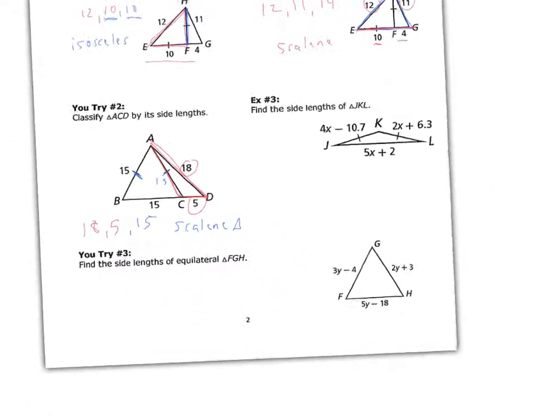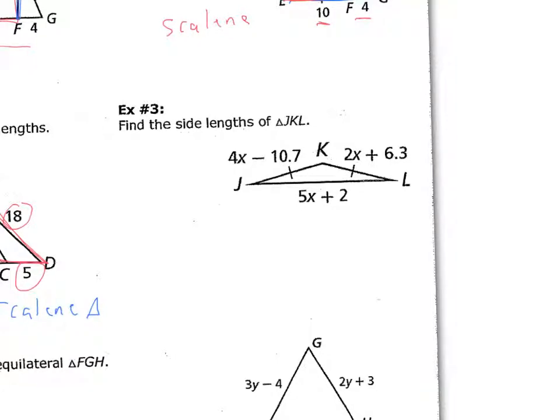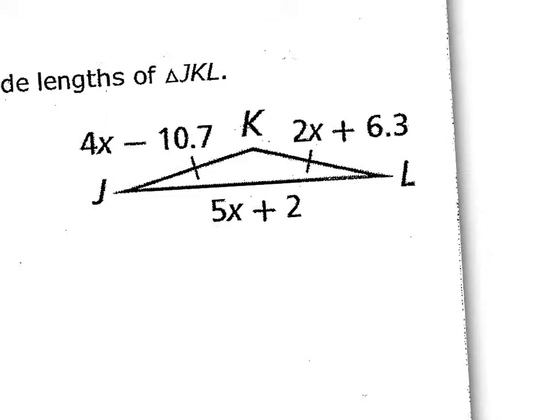All right, let's try one more here. Okay, so we're going to have to do a little algebra on this one. We want to find the side lengths of triangle JKL here. Okay, so we know that JK is congruent to KL, so we can go ahead and set up an equation for that. So we know that 4x minus 10.7 would equal 2x plus 6.3. Okay, and we need to go ahead and solve for x.